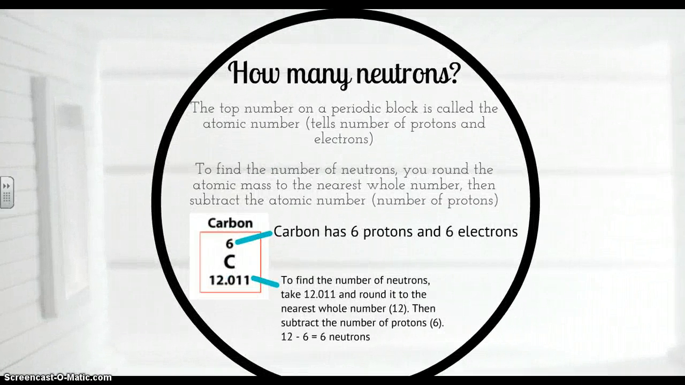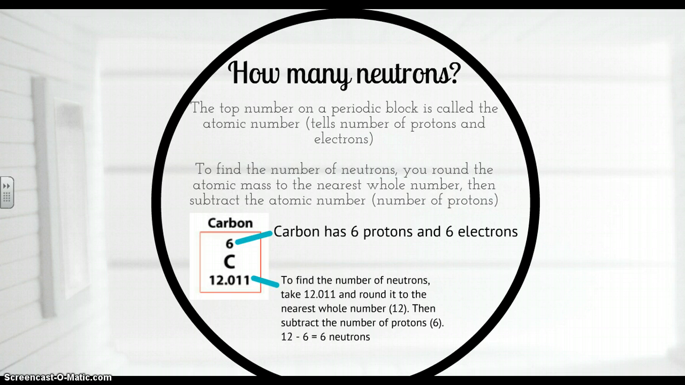So we know the number of protons and electrons are pretty easy to find. You just look at that top number on the periodic block. That tells us the number of protons and electrons. To find the number of neutrons, you have to do a little bit of math. So you're going to take 12.011 and round that to the nearest whole number. 12.011 is closest to the number 12, so you would round it to 12.